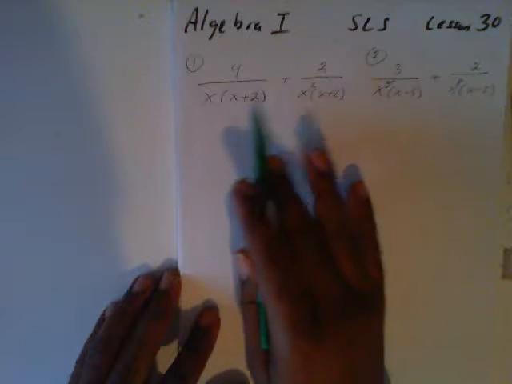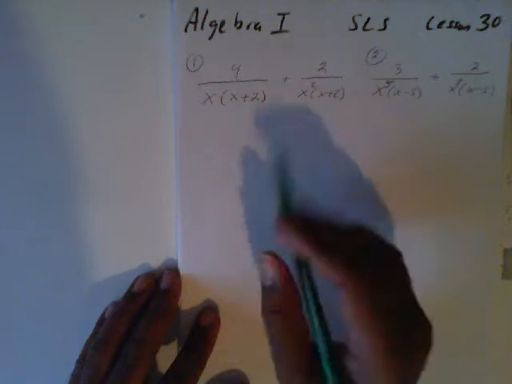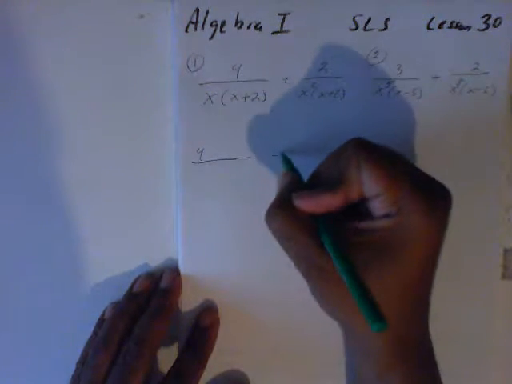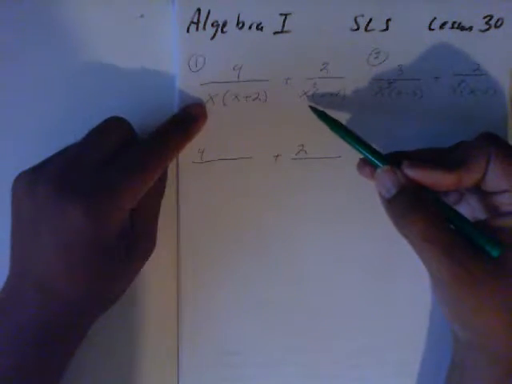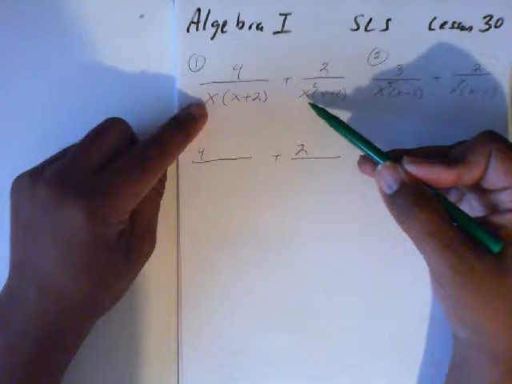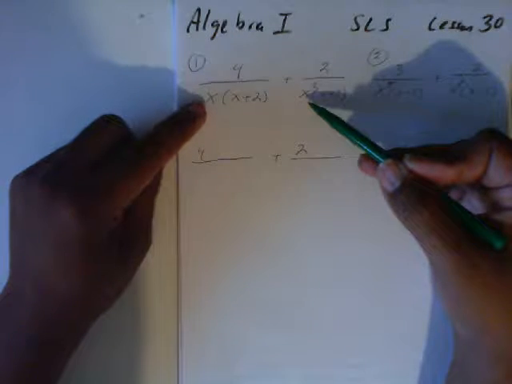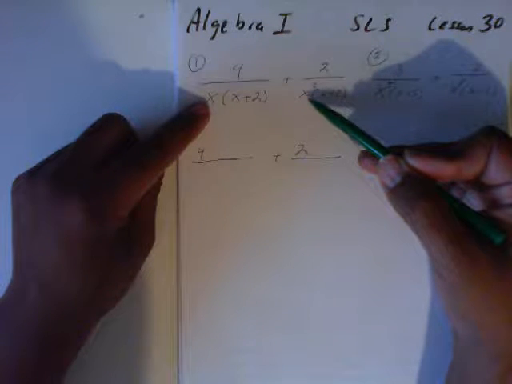We want to combine these two. In order to combine these two, we need to have the same denominator. So, let's see if we can create the same denominators. We'll push the 4 over, and then the 2 over here. We have an x and an x squared. The lowest common term will be a term that can contain both of these. We have x and x squared. The term that can contain both of these will be an x squared.